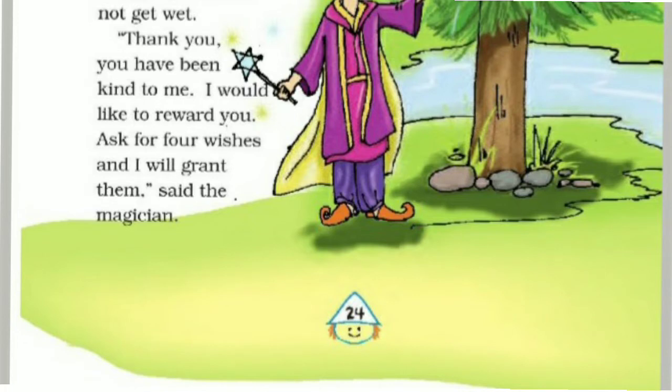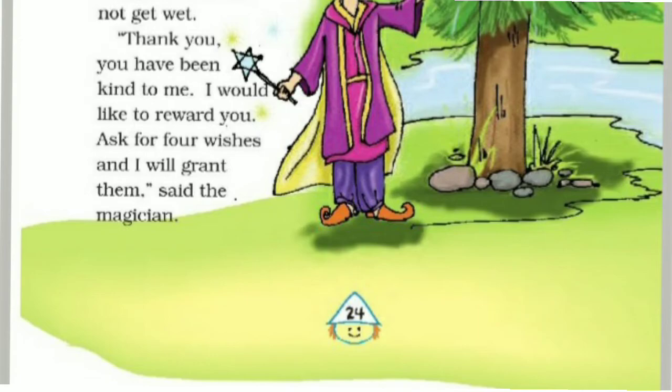Thank you. You have been kind to me. I would like to reward you. Ask for 4 wishes and I will grant them, said the magician. Okay, once again I am repeating that paragraph. Thank you. You have been kind to me. I would like to reward you. Ask for 4 wishes and I will grant them, said the magician.